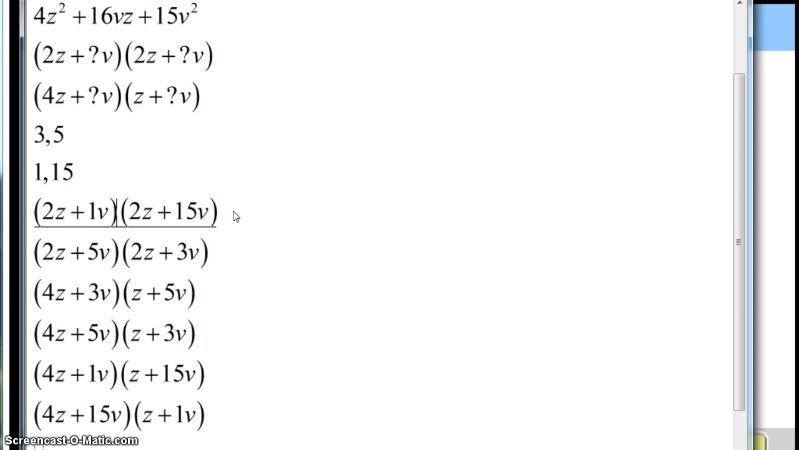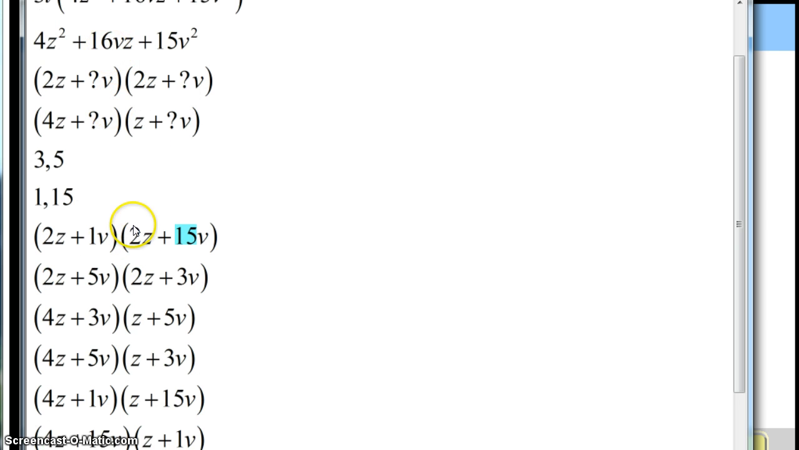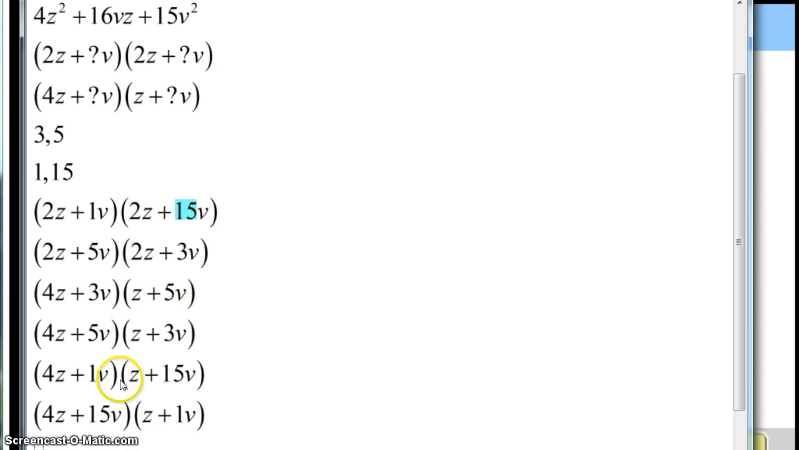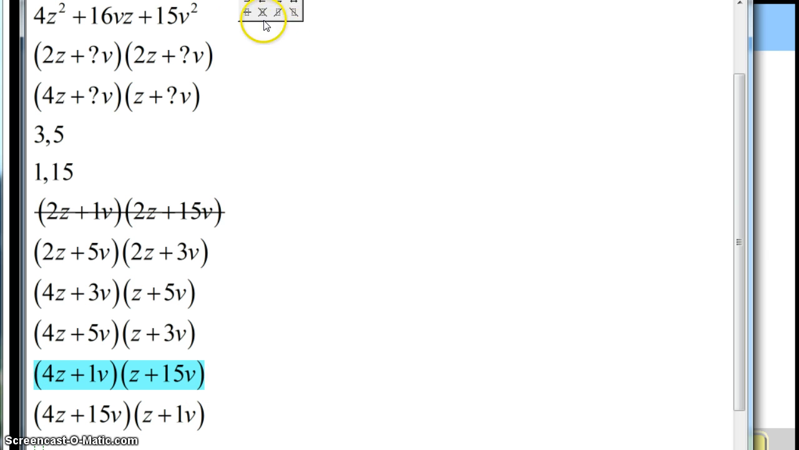And we can kind of see which ones aren't going to work already, right? Because 1 times 2z is 2vz, then we get 30vz from 15 times 2z. So that's going to be 32vz, and we want 16vz. So that 15 and 1 won't work, and the same with this one. We're going to get 4 times 15. So I'm going to go ahead and cross some of these out. You can just kind of see that some of these won't work, like 4 times 15 will get something huge.